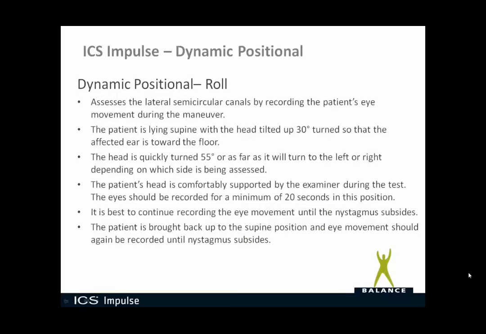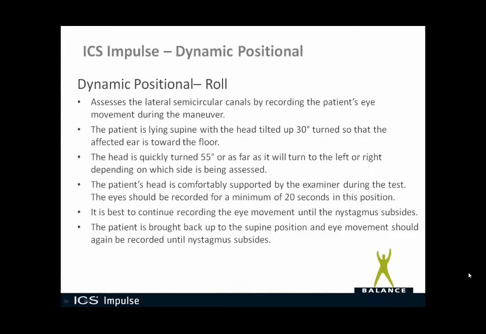So the minimum is 55 degrees, the maximum would be 90 degrees, but you want to turn the head as far as it will go to the side. So again, patients laying supine, you quickly turn the head to the left or to the right side. The patient's head is comfortably supported by the examiner during the test. The eyes should be recorded for a minimum of 20 seconds in this position. Again, it's best to continue recording until nystagmus subsides.